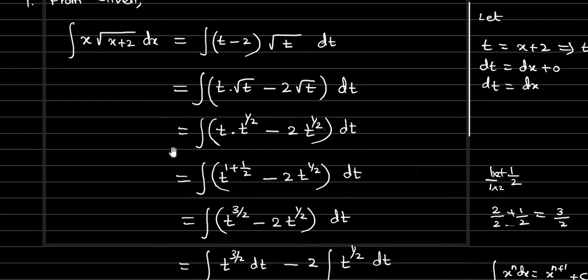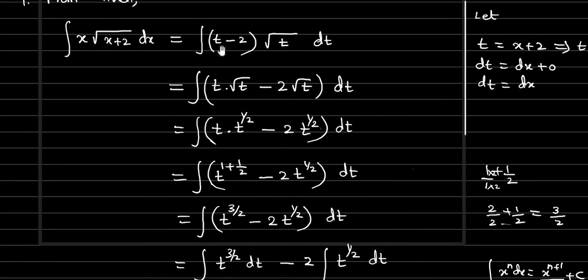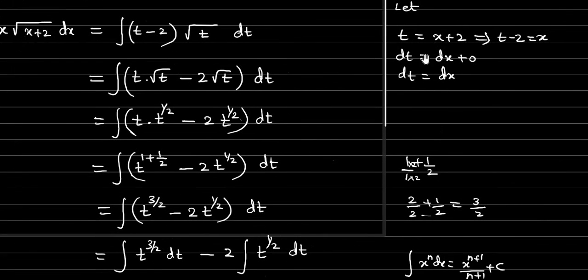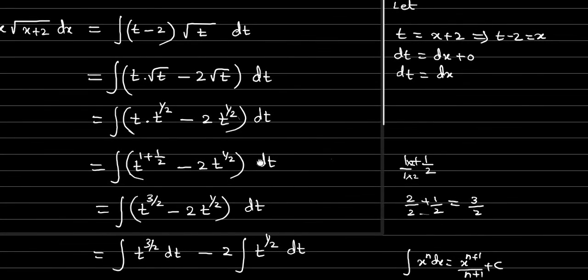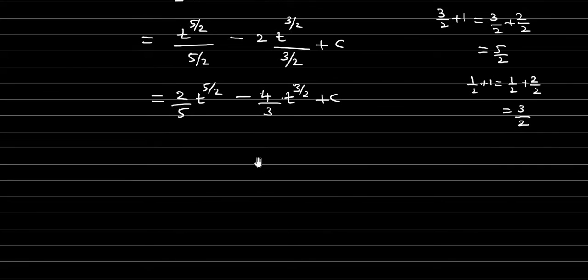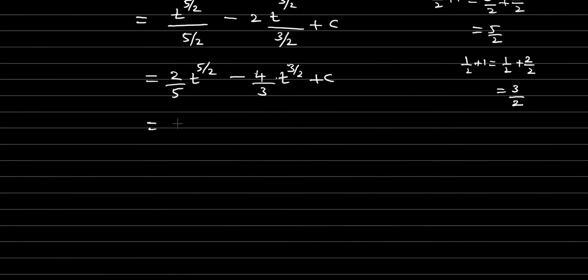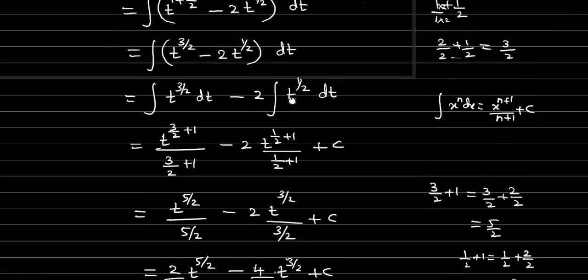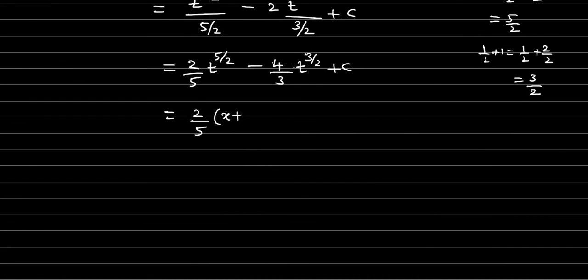But for our convenience only we have taken it as t. But the question is in terms of x. So what is t basically? t is equal to x plus 2. So wherever we have t, we need to change it as x plus 2. So 2 by 5, t is x plus 2, so changing t as x plus 2, the power is 5 by 2, minus 4 by 3 x plus 2 power 3 by 2 plus c.